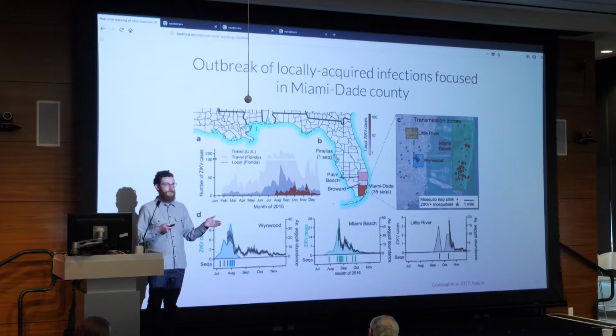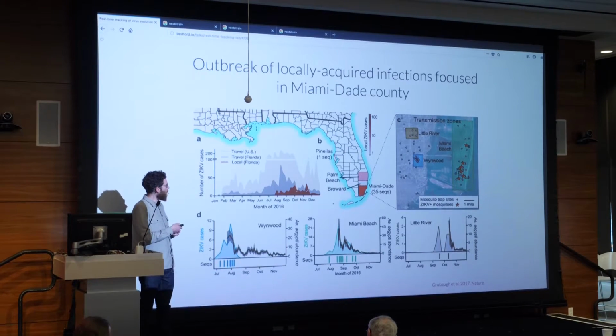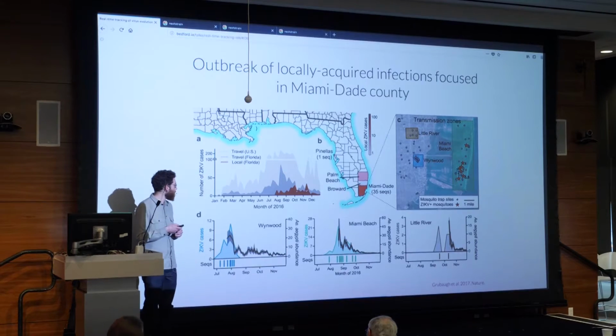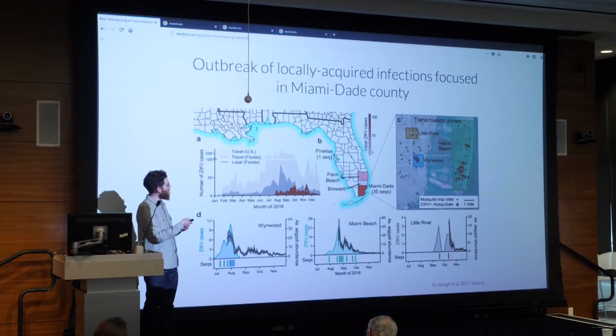However, if you follow up most of those cases, you'd find that people had recently visited Zika-affected areas. However, the Florida Department of Health noticed in Miami a cluster of 250 cases where those people had no history of travel. And so those were assigned as locally acquired infections just based upon interview. The Department of Health identified 3 different transmission zones in Miami, Little River, Wynwood, and Miami Beach, where Zika was circulating.